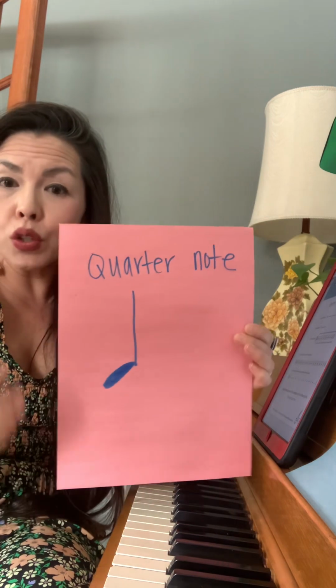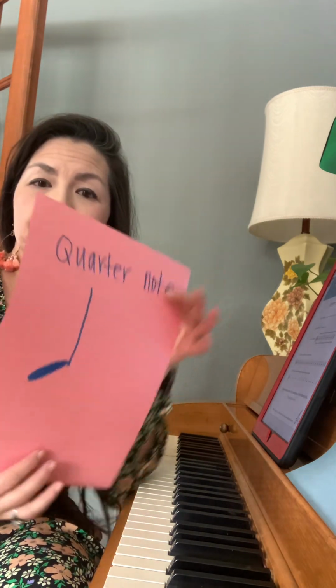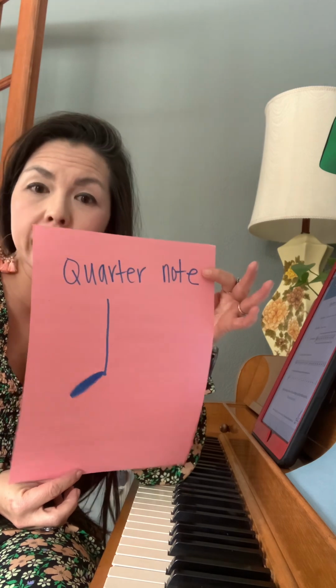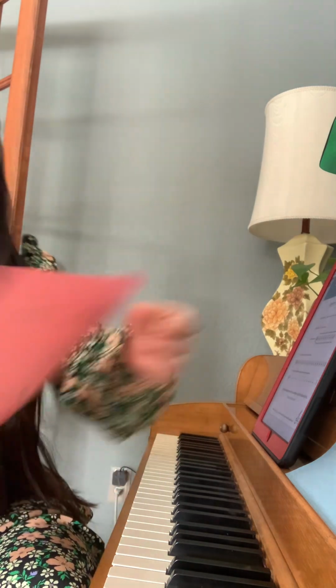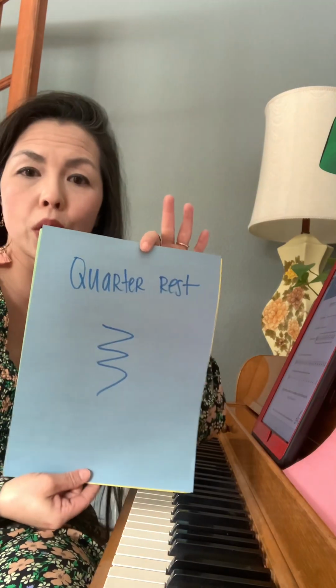So if I were to play this on the piano, I would play it and hold it for a beat of one. One. So quarter note. So if I had 4 quarter notes in a row, it would be 1, 2, 3, 4. Okay, so this is a quarter note. It receives one count. The next thing I'm going to show you is a quarter rest.